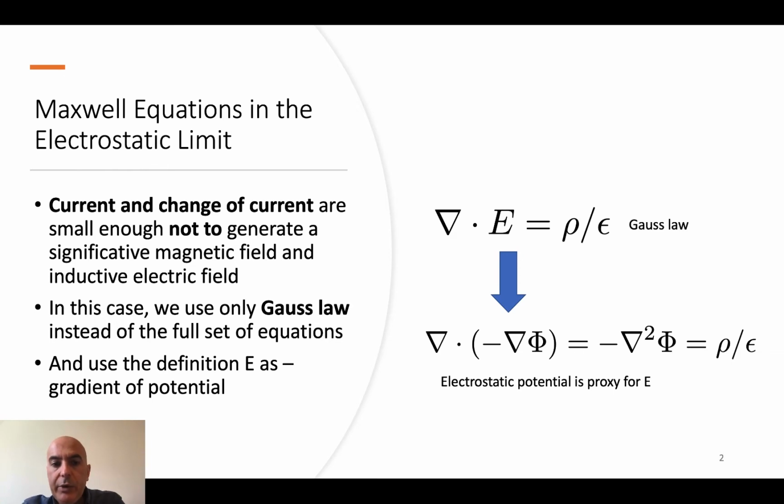In this case, we can use the Gauss law among the four equations. So we're going to use only the Gauss law, and then use the definition of electric field as minus the gradient of a potential function. So the right side of the slides show the process to get the so-called Poisson equation.